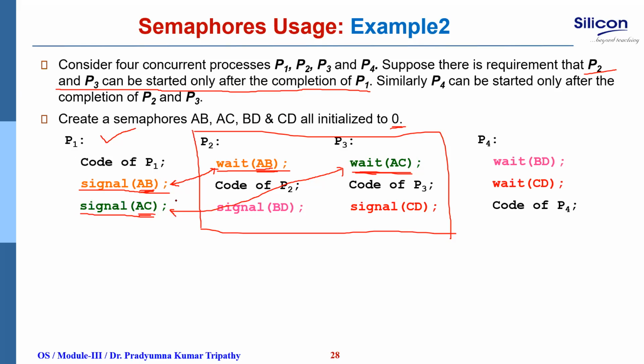Okay, forget the last line of code, only go up to this. So I write code of P1, signal AB, signal AC. Here I give wait AB, code of P2, wait AC, code of P3. Is my first condition satisfied or not? P2 and P3 can be started only after the completion of P1. For the time being, ignore the last two statements; I will tell you later what the need of the last two statements is. By writing this, we ensure that P2 and P3 will execute after P1.